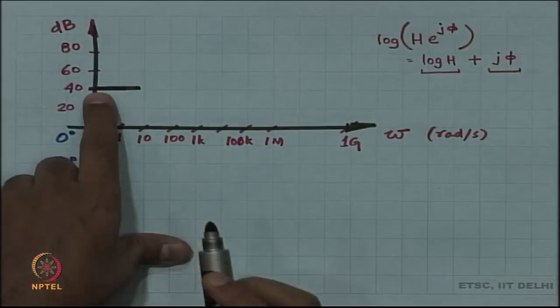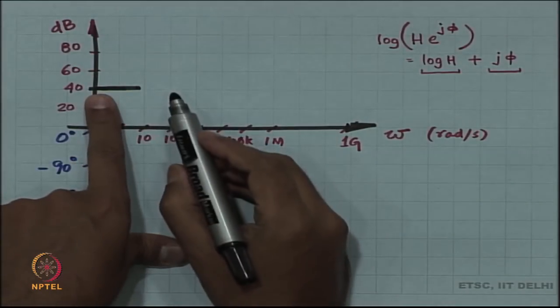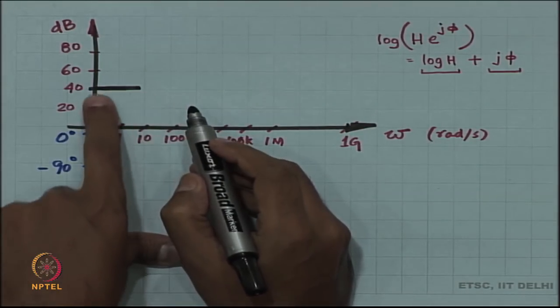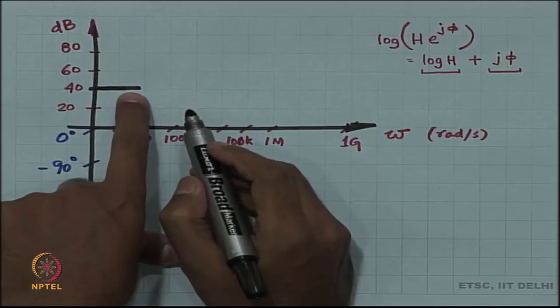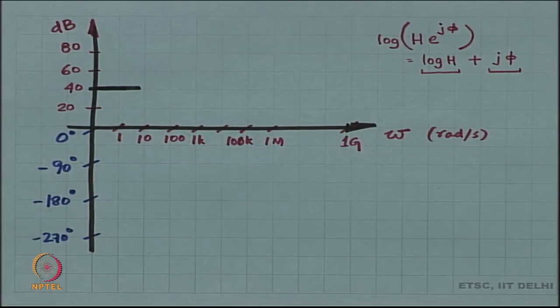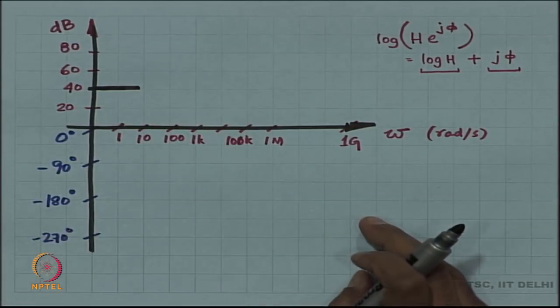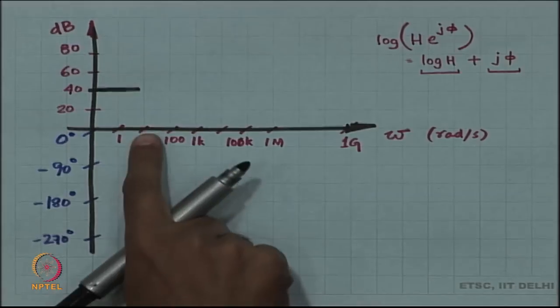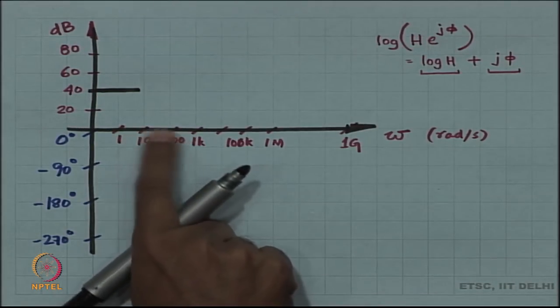But what we are going to do is, we are only going to say right now that at the first pole the slope of this graph changes by minus 20 dB per decade. At a 0, the slope of this line changes by plus 20 dB per decade. What does decade mean? Decade is this unit size, factor of 10.